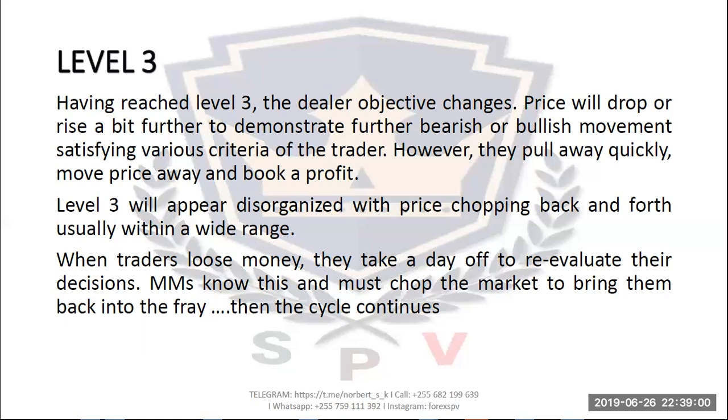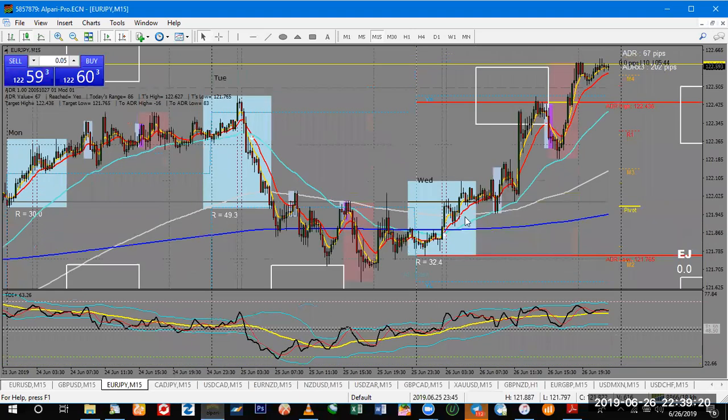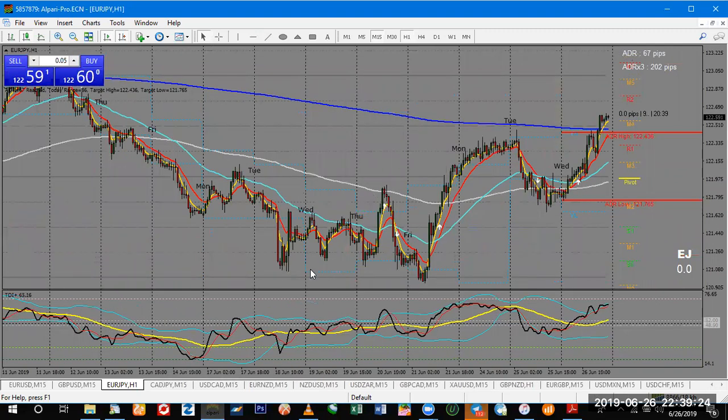So level 3 will appear disorganized, with price chopping back and forth, usually within a wide range, like what we have seen on the Euro Yen. Euro Yen, where is Euro Yen? See this level 3 here. Price chopping back and forth. So this is basically a very good level 3 behavior. Okay.